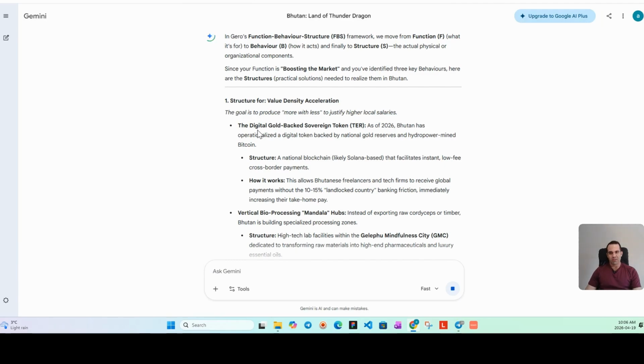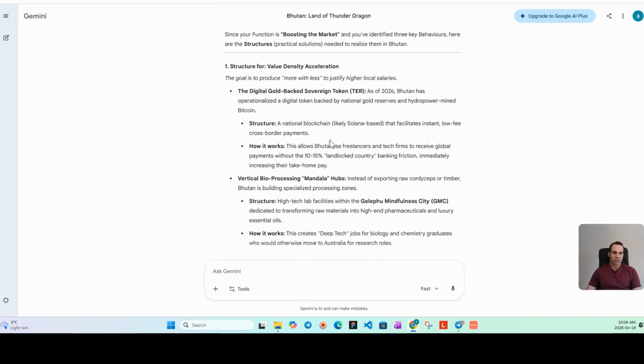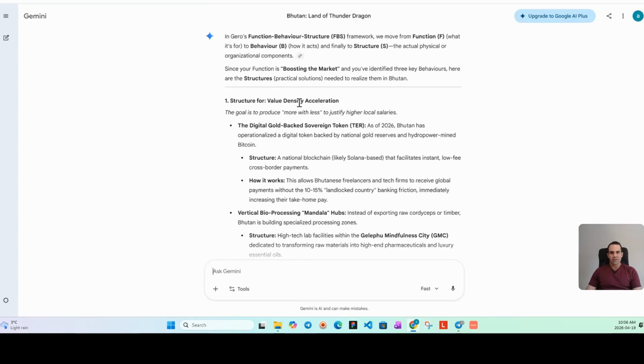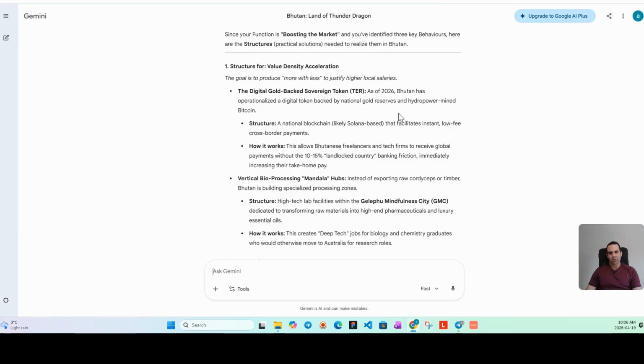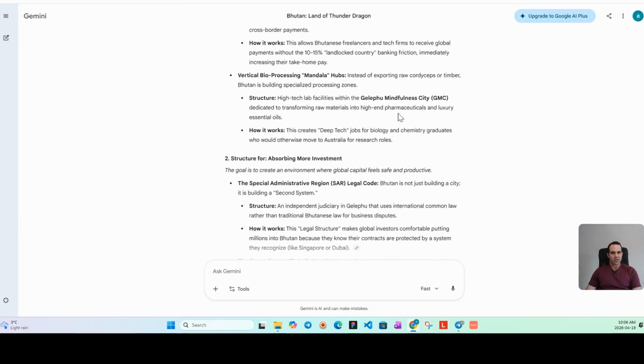A structure for value density acceleration, the digital gold backed sovereign token TFR. As of 2026, Bhutan has operationalized a digital token backed by national gold reserve and hydropower mined Bitcoin. Structure a national blockchain that facilitates instant low fee cross border payments. A structure for value density acceleration. The goal is to produce more with less to justify higher local salaries. Vertical bioprocessing mandala, a structure for absorbing more investment.